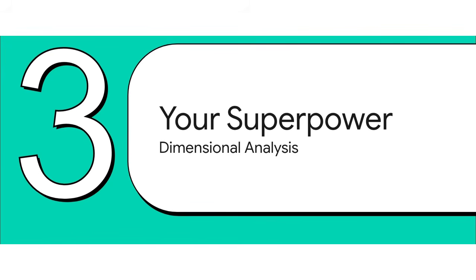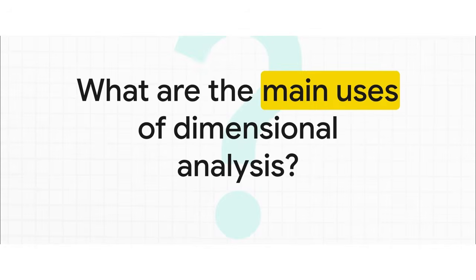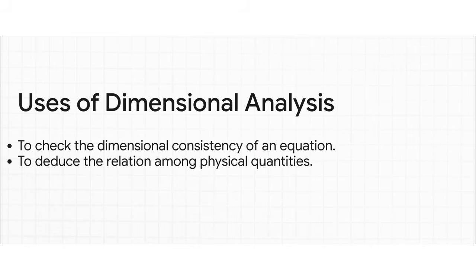It helps you check if crazy-looking equations are even correct, and it can even help you solve problems. So where exactly do we use this superpower? What are the main things you can do with dimensional analysis in physics? Well, it has 2 main uses that are super helpful. First, you can use it to check if an equation is dimensionally consistent, which is just a fancy way of saying you check if the equation even makes sense. And second, you can use it to figure out the relationship between different physical quantities. Both of these are incredibly useful for NEET.